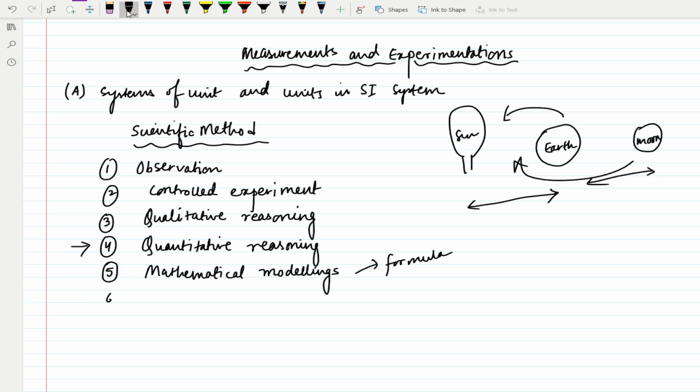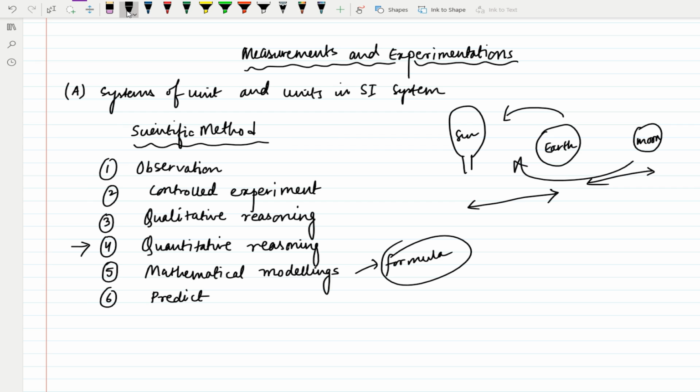The next one is, after you have a formula, now what you will do is you will try to predict. You will try to predict based on that formula. So suppose you have a formula for eclipse, and now you can predict, okay, the next eclipse is going to happen next week at so and so time for 10 minutes. So you are predicting based on your formula.